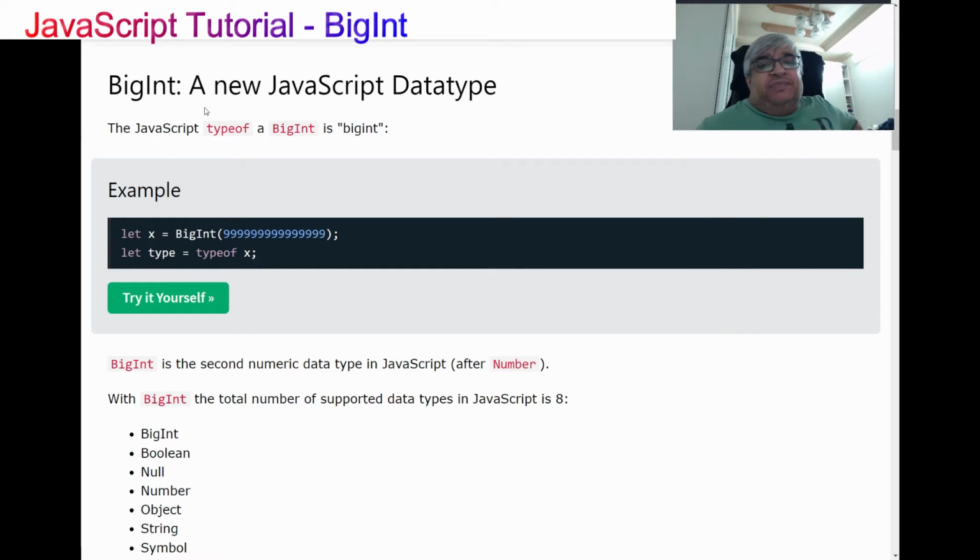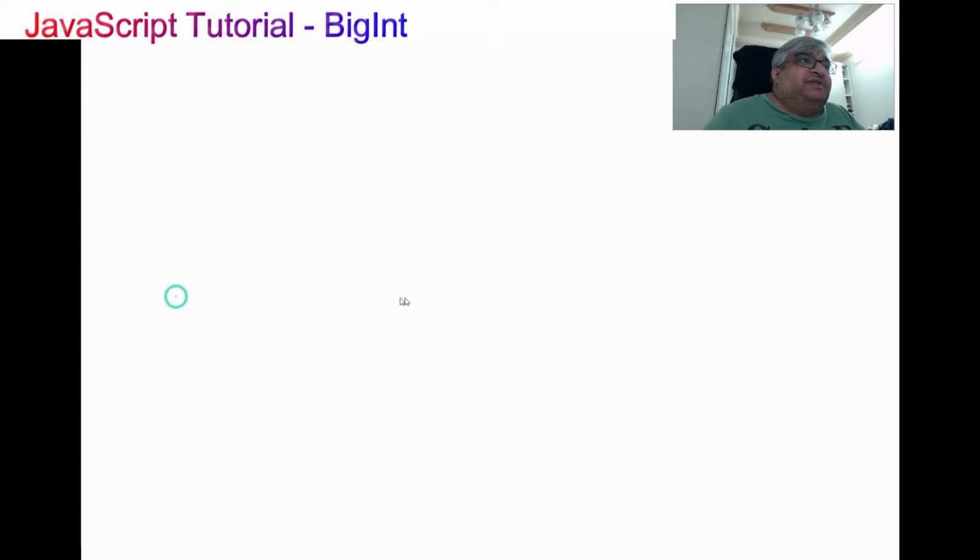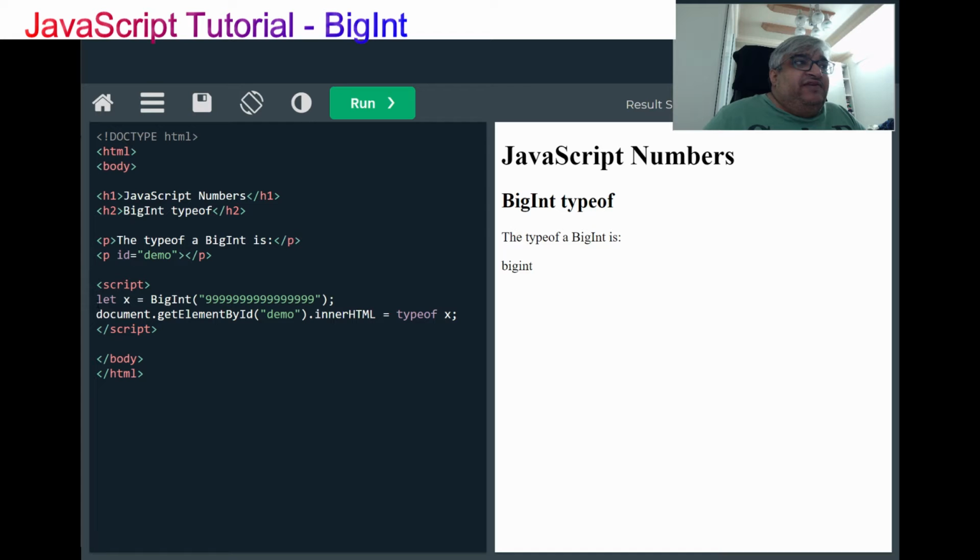So as you know, there's a method called typeof, and we use this typeof method to know the data type, right? So here we have this example. If you look at this example, we define one variable, BigInt, with a large number, many nines. I hope these are more than 15.